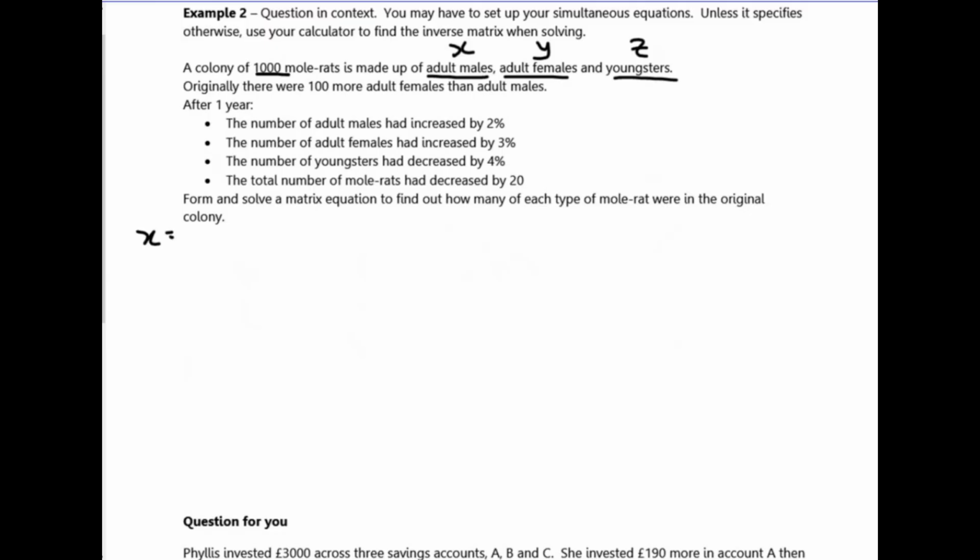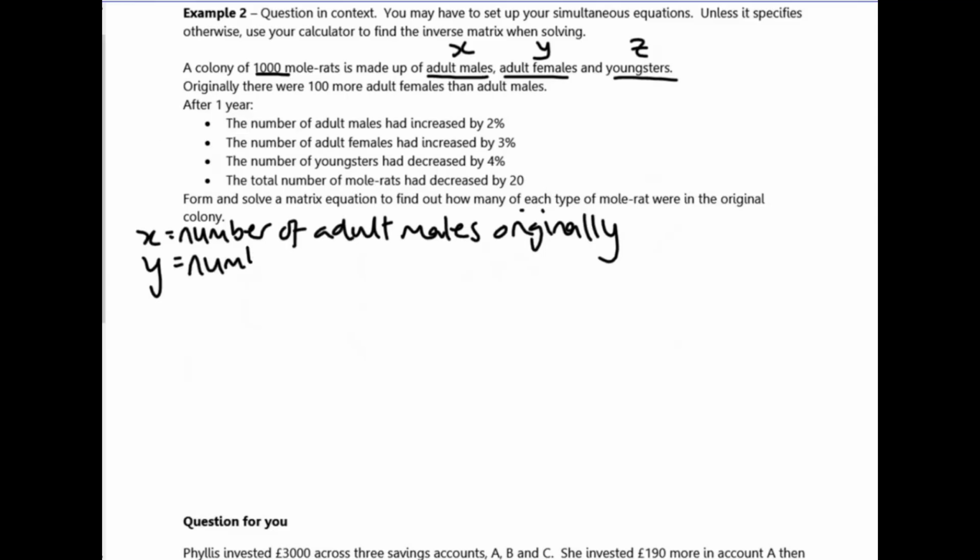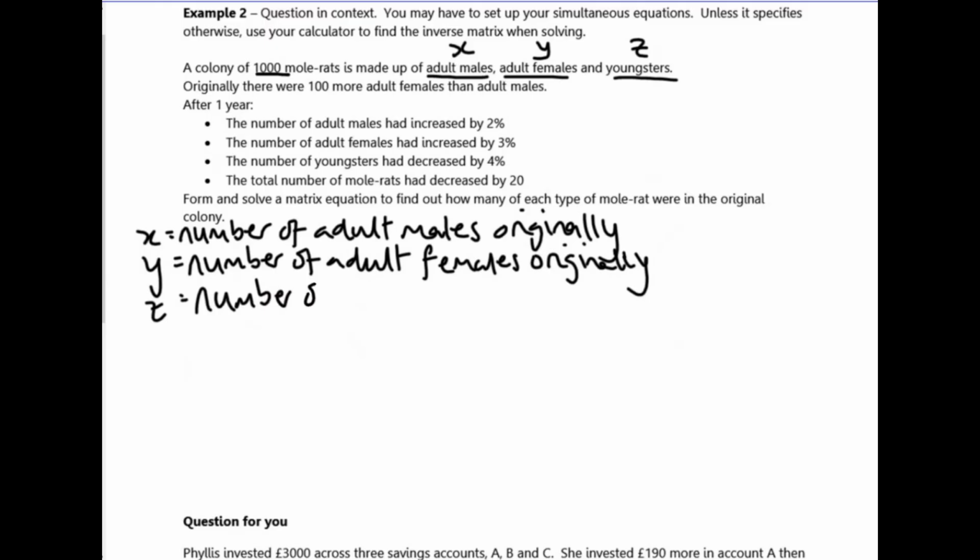So I've got to write out that x equals the number of males originally, y equals the number of females originally, and z equals the number of youngsters originally. There will be a mark for this.